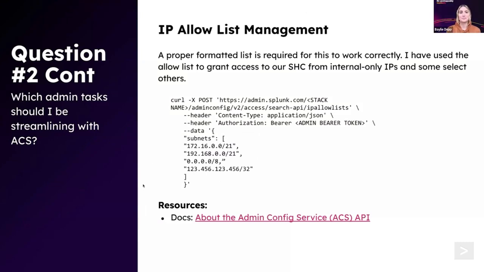IP allow lists. If you're using the search API and you want to expose that to your users or to a particular set of IPs, this IP allow list management is super useful. Rather than open it up wide, most people, I don't know, some people probably just say, hey, support, go allow me to hit port 8089 for search REST API calls. You can restrict it down to just particular subnets. This is what it looks like.